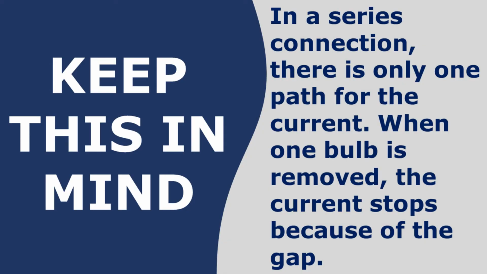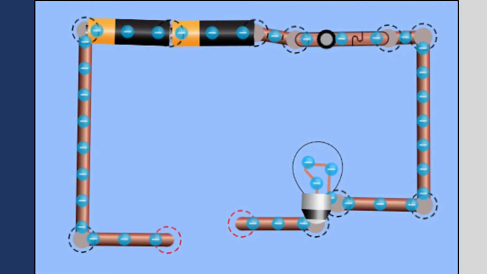Keep this in mind. In a series connection, there is only one path for the current. When one bulb is removed, the current stops because of the gap. The remaining bulb does not function because the current stops due to the gap in the circuit.